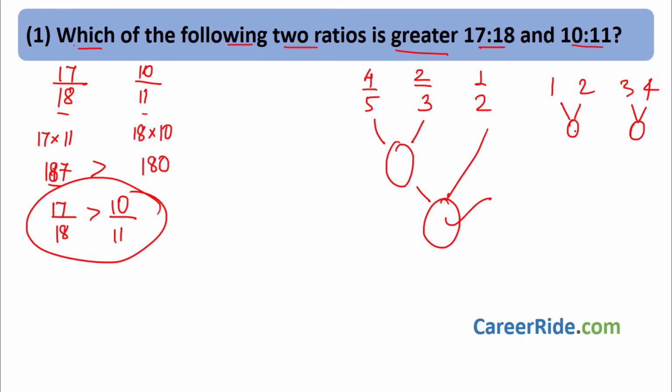Whichever is the greater, out of these two you will get the greater one, and out of these two you will get the greater one. Compare these two, and you will get the greatest among all the four. Same is the technique for smallest.